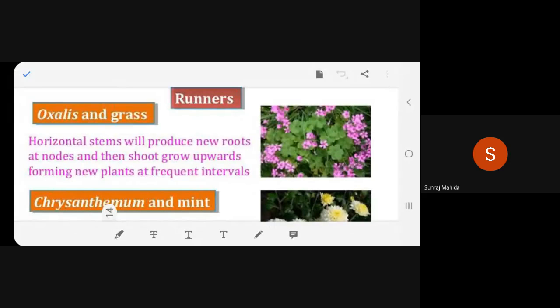What is runner? Oxalis and grass. Horizontal stems will produce new roots and nodes, and then shoots grow upwards forming new plants at frequent intervals.